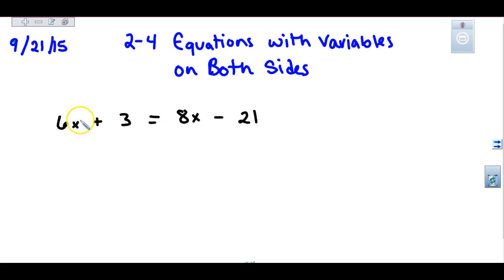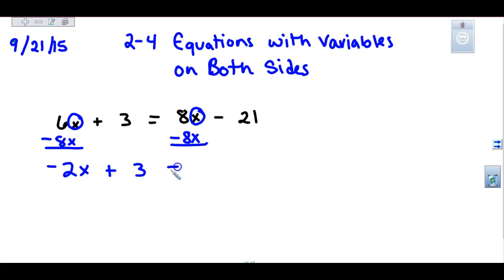So because we have the variable on both sides of the equation, let's start by taking the variable to one side. So we have to use inverse operation. So if we have a positive 8x, we're going to subtract 8x from both sides. 6x minus 8x, negative 2x, plus 3 is equal to negative 21. So now we have the variable on one side only.